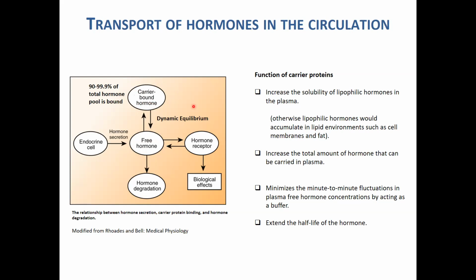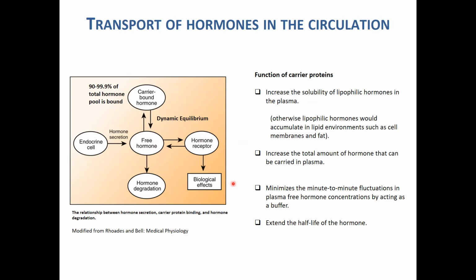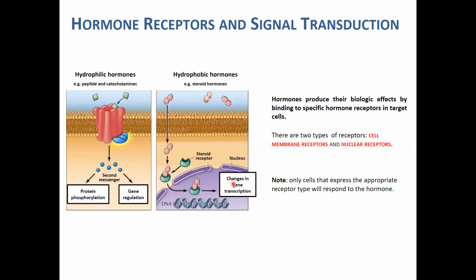Right. So I secreted the hormone, I got it into the blood system. If it's water soluble, it's freely transported in the blood. If it's hydrophobic, lipophilic, it's going to be transported by carrier proteins. And now I have to carry it to its target tissues, and I need to elicit some kind of biological response. So hormones are going to elicit their biological response by binding to receptors. I have two types of receptors. I either have cell membrane receptors or nuclear receptors.